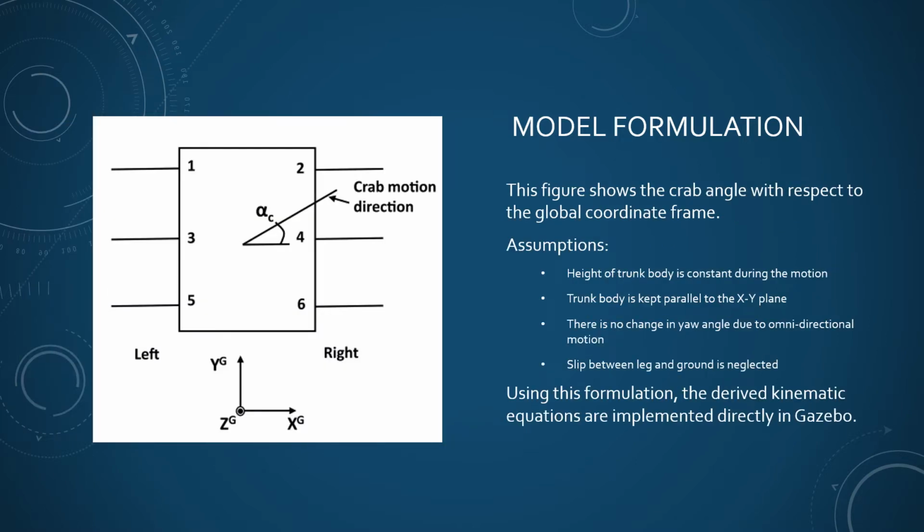This figure shows the crab angle with respect to the global coordinate plane. The legs are numbered 1, 3, 5 on the left side and 2, 4, 6 on the right side of the platform. The assumptions taken here are that the height of the trunk body is constant during the motion. The trunk body is kept parallel to the XY plane. There is no change in the yaw angle due to omnidirectional motion and the slip between leg and ground is neglected. Now using this formulation, the derived kinematic equations are implemented directly in Gazebo.